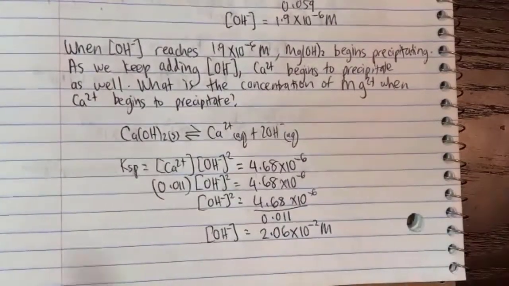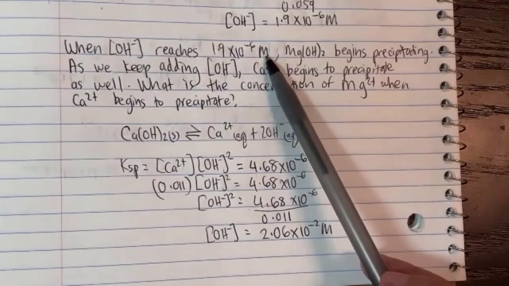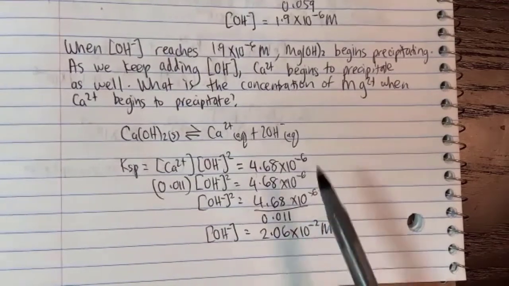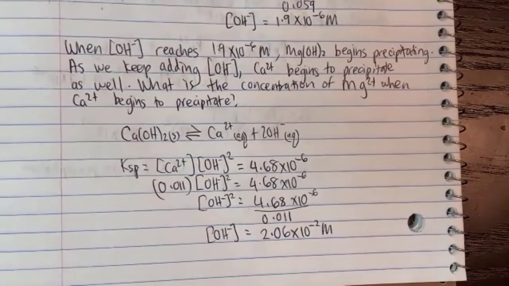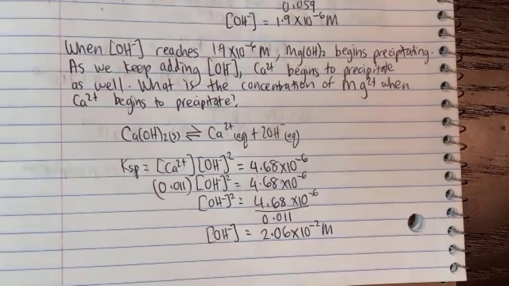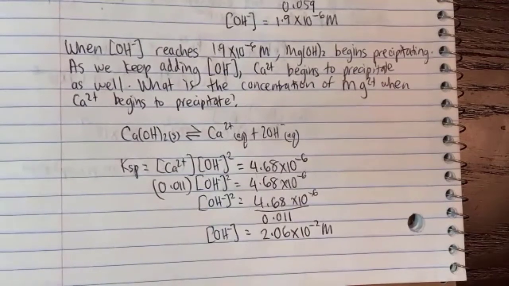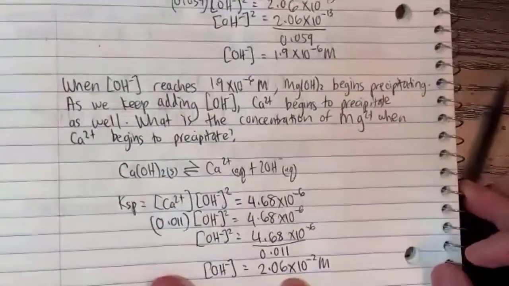So earlier, as long as you put 1.9 times 10 to the minus 6 or higher than that value, you start precipitating magnesium. See how much hydroxide you need? You need 2.06 times 10 to the minus 2 higher than this number before calcium starts coming out. So it's a big difference in molarity for hydroxide. So basically calcium comes out a lot later. So the question here is, when calcium is coming out, how much of the magnesium is left over? So you want to take this number here and plug it back into the magnesium Ksp.